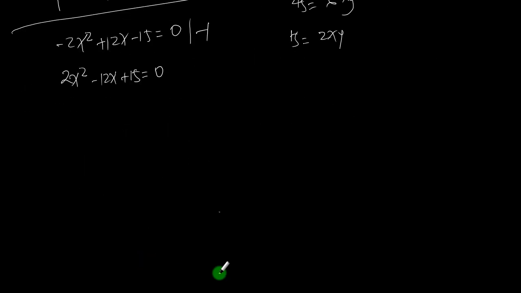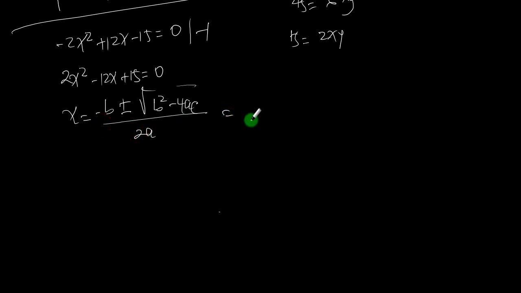So this is an easy equation to solve. Let's solve by using the common method. So I'm going to say that x is going to be minus b plus or minus the square root of b squared minus 4ac, all divided by 2a.